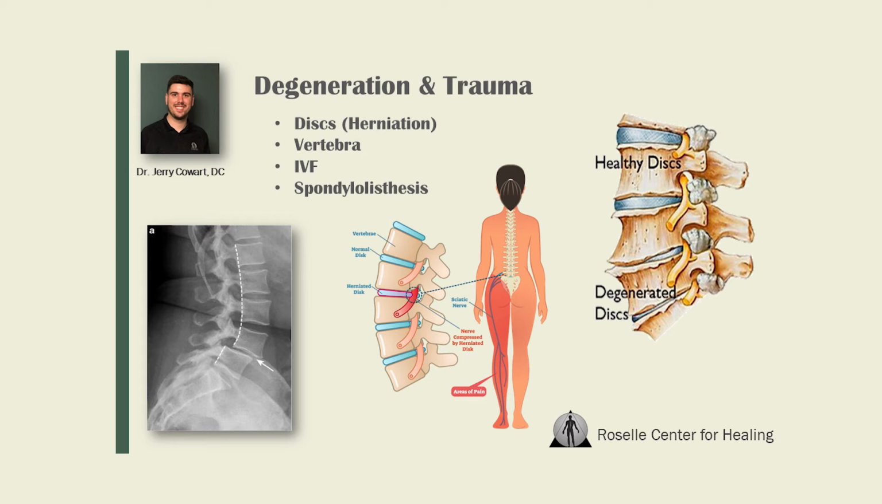We talked about the vertebra degeneration. IVF, that is the other name for that hole or that foramen that I talked about. IVF stands for intervertebral foramen, meaning the hole, or foramen, that is in between each vertebra. And then you have spondylolisthesis. So this is another trauma-related thing, which also can be degeneration as well.